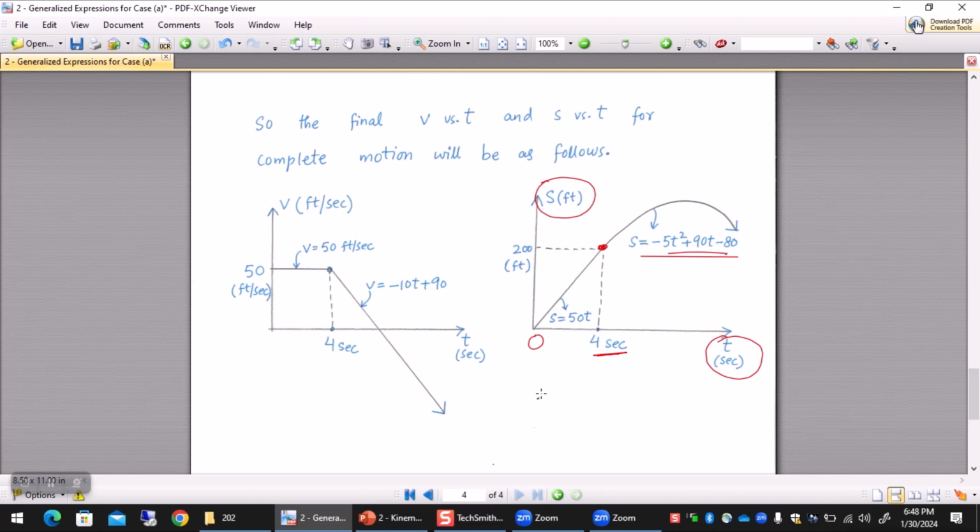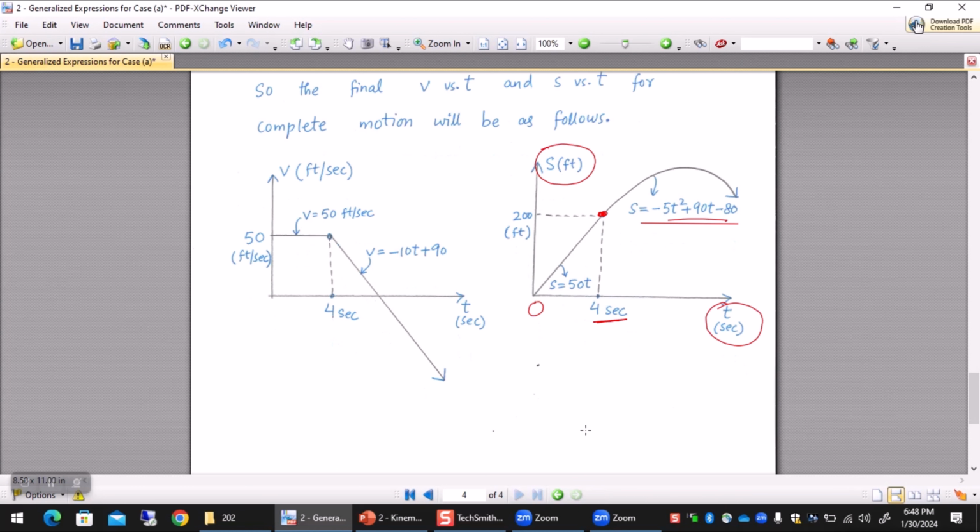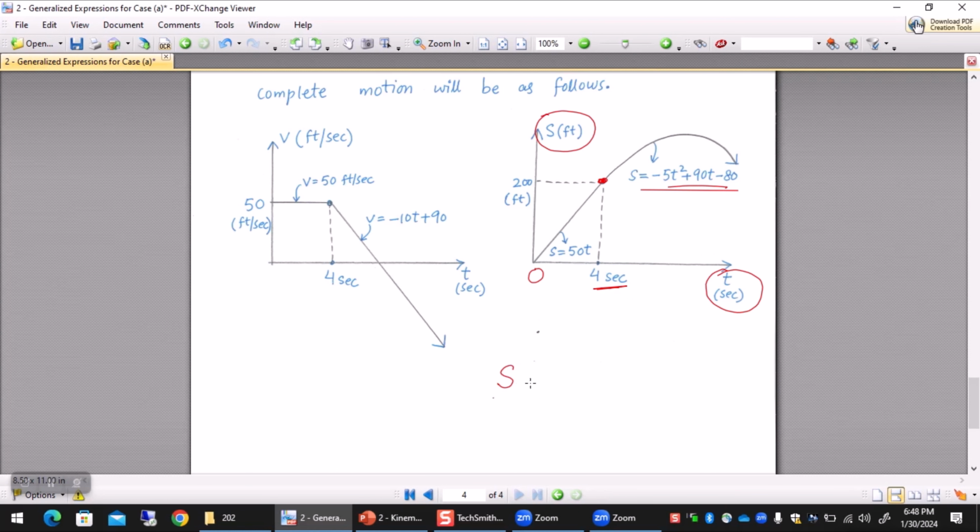So in short, your complete motion is described by a piecewise function. If you really want to summarize the S versus T relationship into one function, it would look something like this. S is equal to a piecewise function. It is equal to 50t for the first 4 seconds. So for t from 0 to 4, it is equal to 50 times t, a linear motion. But it is equal to minus 5t square plus 90t minus 80 for t greater than 4, right?